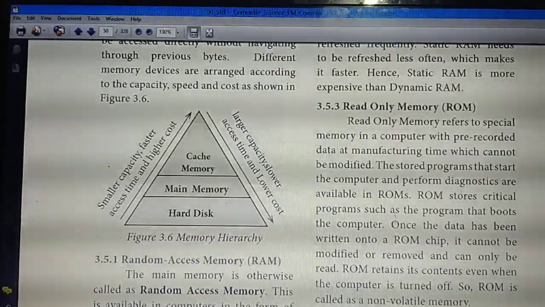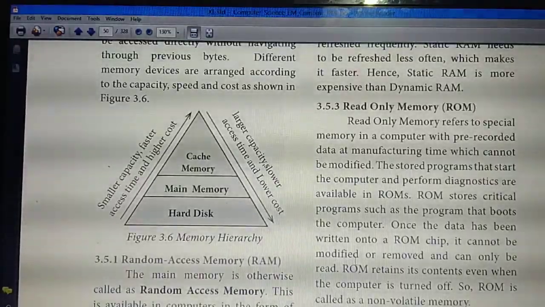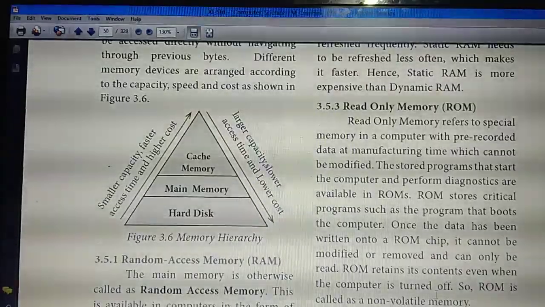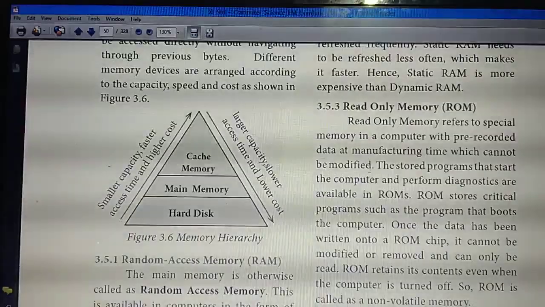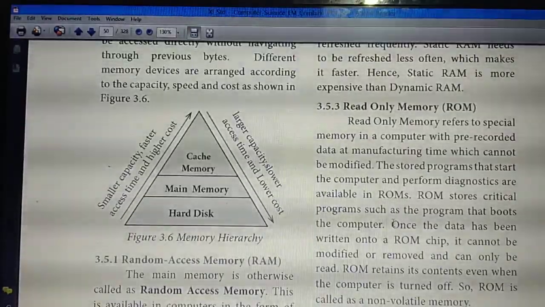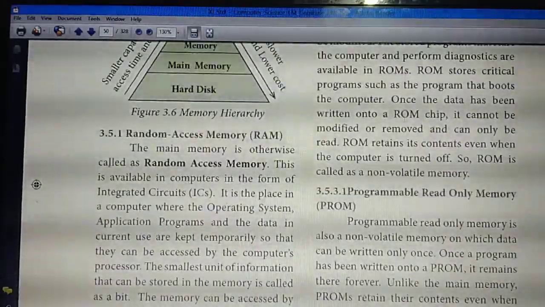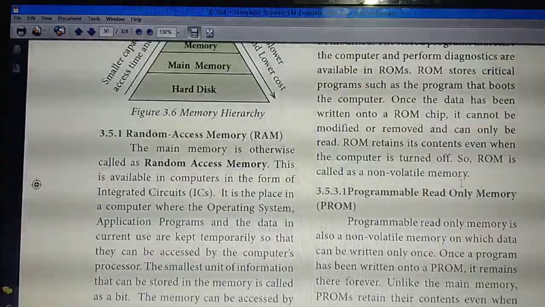Once the data has been written onto the ROM chip, it cannot be modified or removed. So it goes up to this, non-volatile memory. First, read only memory, up to modified. Second, once the data has been written to the ROM chip, up to non-volatile memory. This paragraph, from here, is the second point.